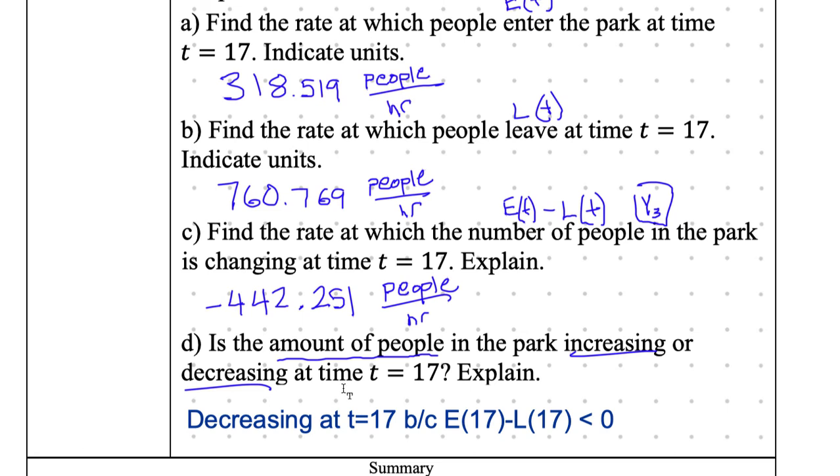Oh yeah, because we did say at 17. I have a gut feeling that you'd probably get full points because we said at t equals 17. If we just said decreasing because E of t minus L of t is less than 0, and you never mentioned 17 anywhere, you might not get the point. Okay, that's all I have for you guys. Questions? Yes, sir. Cool.